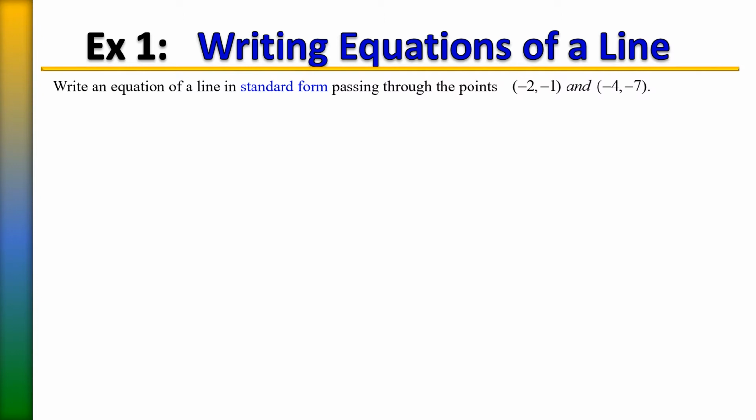So again, we do have a point, but what we don't have is a slope. So the first thing we need to do is to use the 2 points to identify what the slope is. Recall, you can find the slope if you know 2 points by simply plugging them into the slope formula of y sub 2 minus y sub 1 over x sub 2 minus x sub 1.